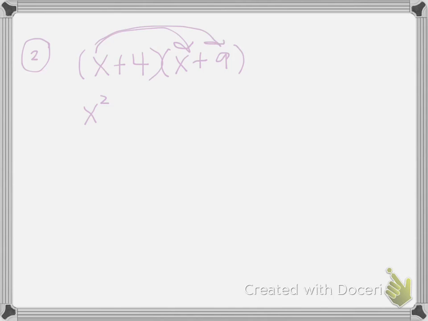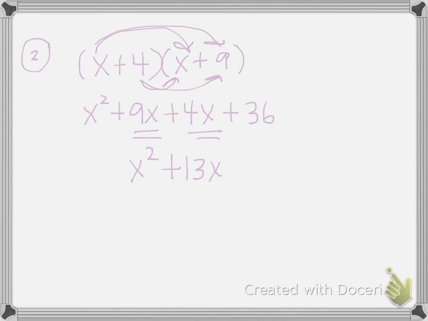When we multiply our polynomials, everything in the first one gets multiplied by everything in the second one. Okay, so x times x gives me a x squared, x times 9 gives me a 9x, 4 times x gives me a 4x, and then 4 times 9 gives me a 36. Combine your like terms. So x squared plus a 13x plus a 36.